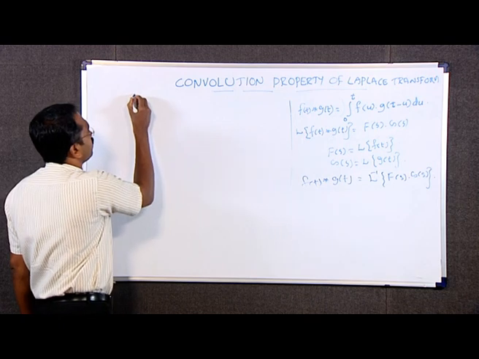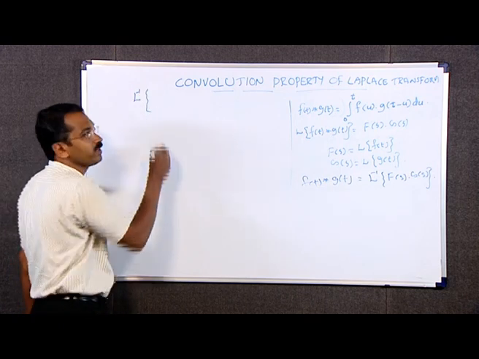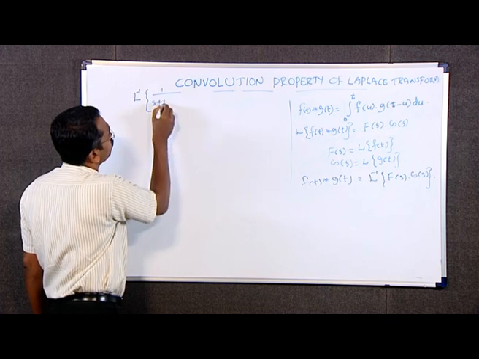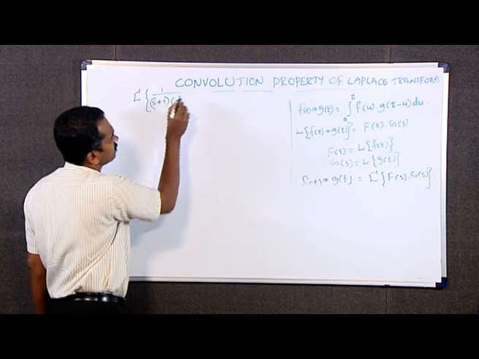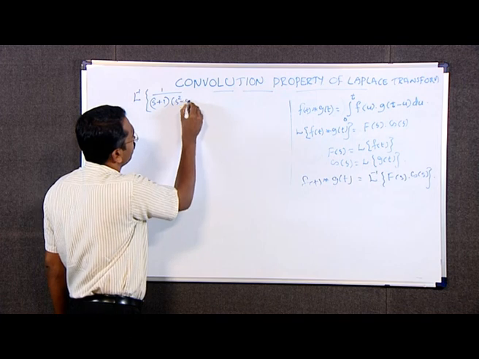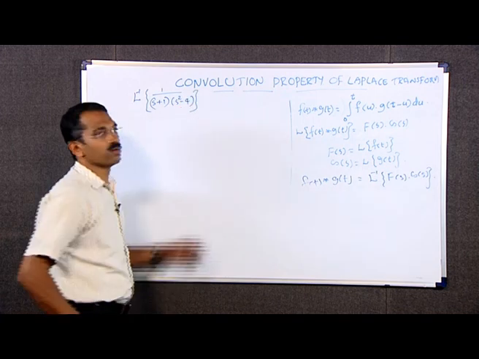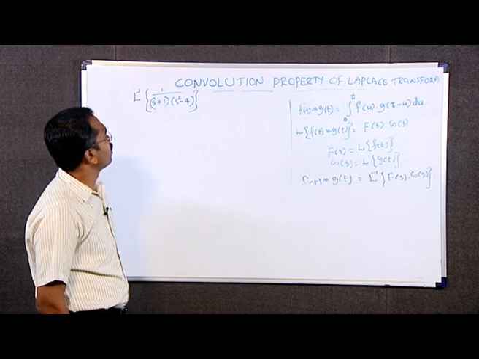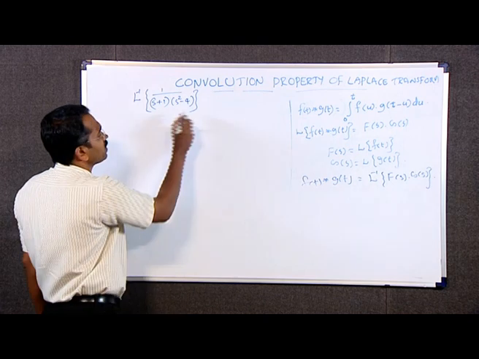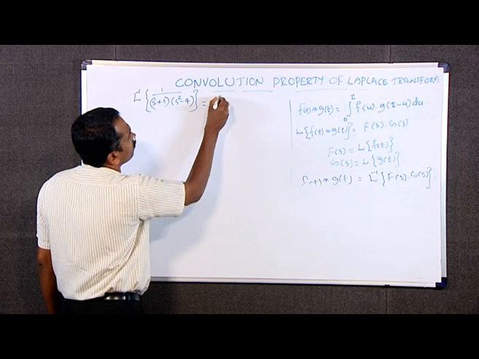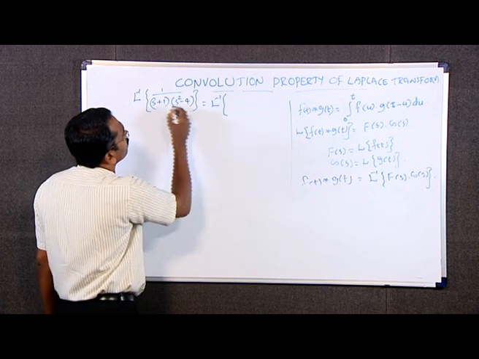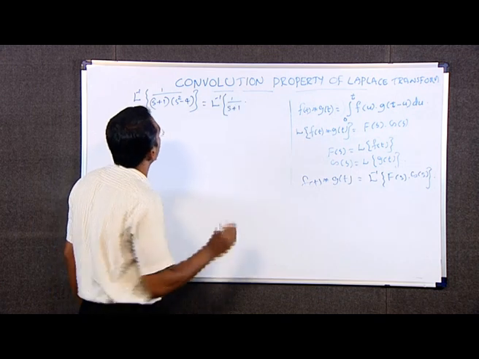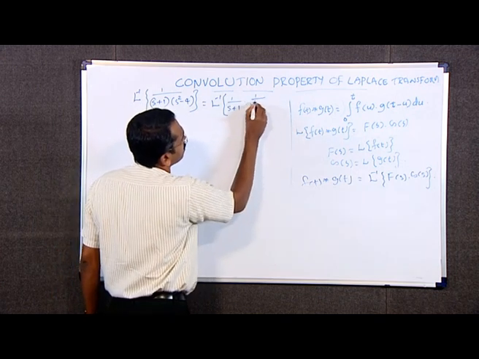Evaluate L inverse of 1 by (s plus 1) into (s square minus 4). We have to evaluate this. This can be written as L inverse of 1 by (s plus 1) into 1 by (s square minus 4).